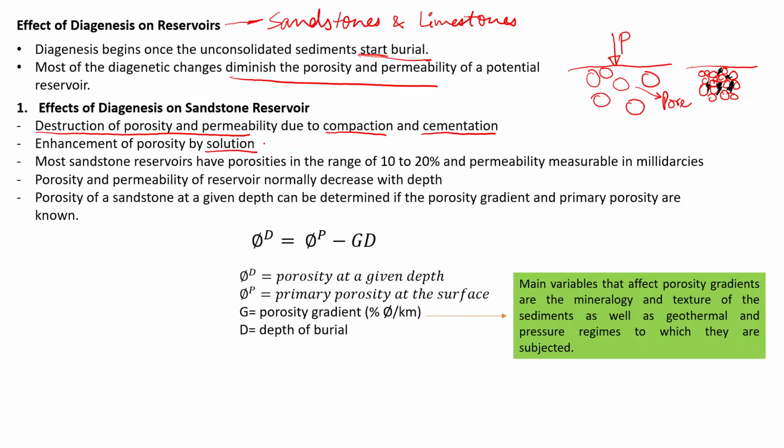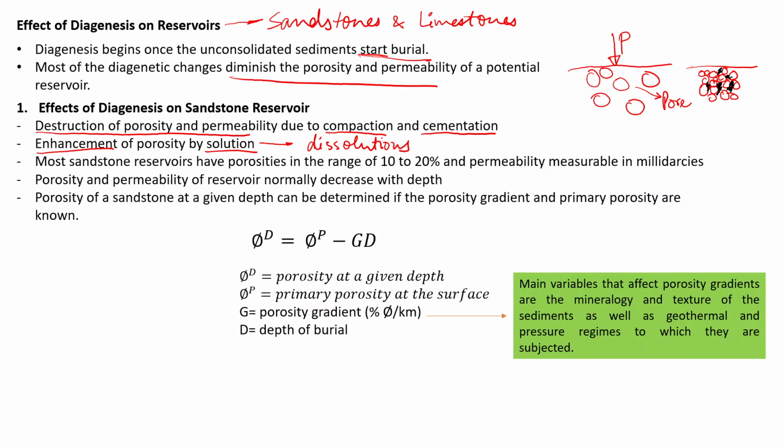While solution, this solution is basically the dissolution. Dissolution, chemically active fluids dissolve the minerals and grains. So once the chemically active fluids interact with these grains which are even compact or cemented, they may dissolve out the vulnerable minerals or grains, and then they may enhance the porosity. So we can see here that cementation and compaction reduce the porosity, while dissolution enhances the porosity.